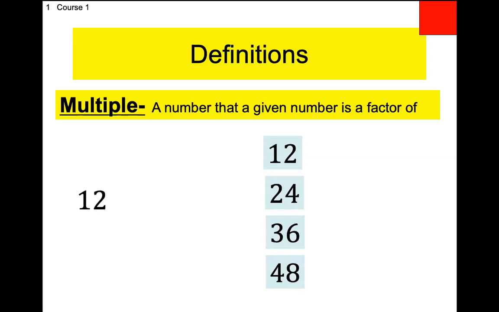This is also why this becomes confusing. The difference between factor and multiple. Multiple, you're multiplying. Factors, technically you're dividing. What number divides into 12? That's a factor of 12. What's a multiple of 12? Then you're multiplying by 1, 2, 3, 4, and so forth and so on.